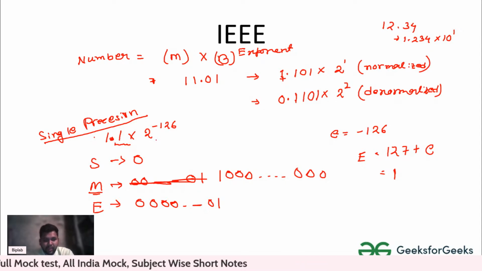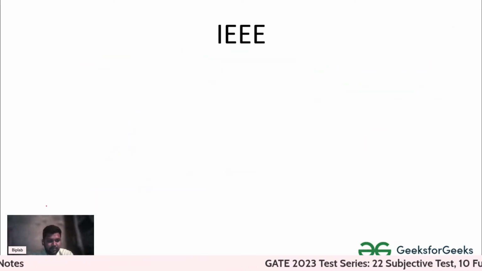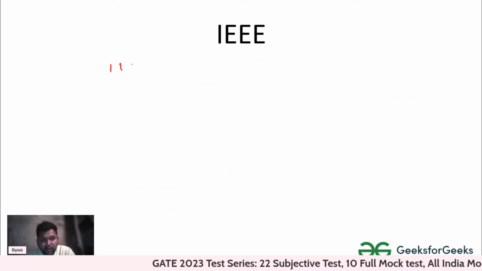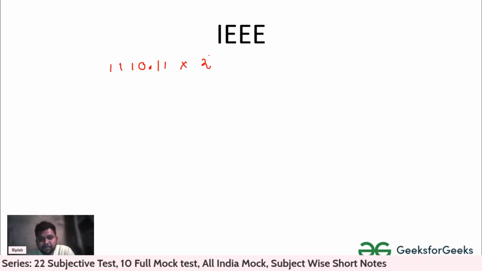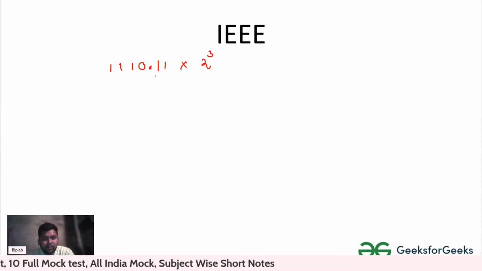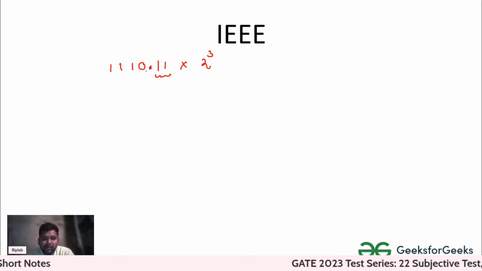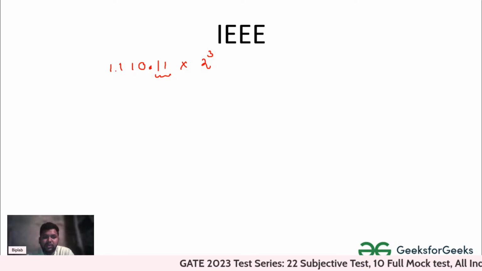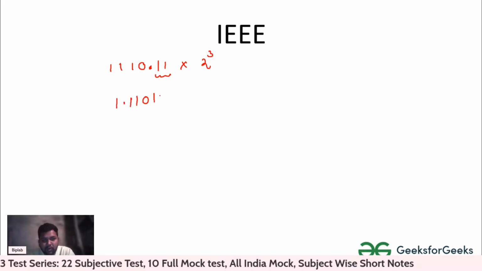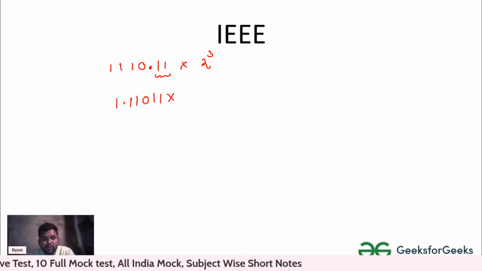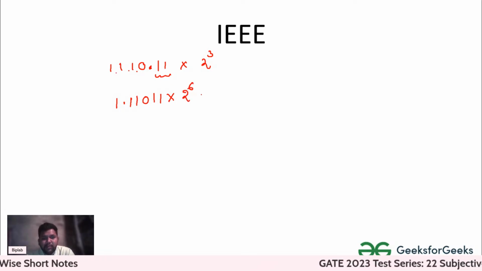Now there can be some numbers which are in this form, like let's say 1110.11 into 2 cube. Now you cannot just consider this as your mantissa. To get the mantissa, you have to shift the point to after the leftmost digit one. So 1.11011 into, you have shifted three digits, so multiply it to the power 6.